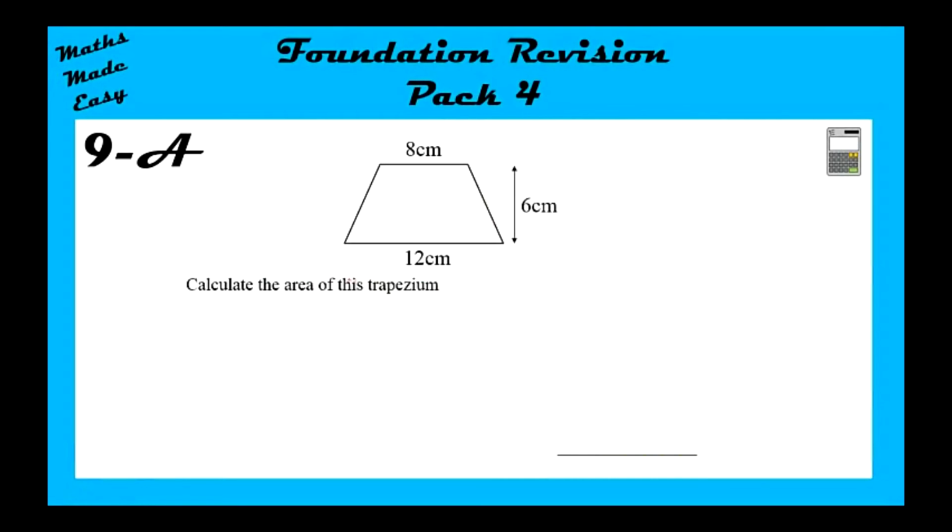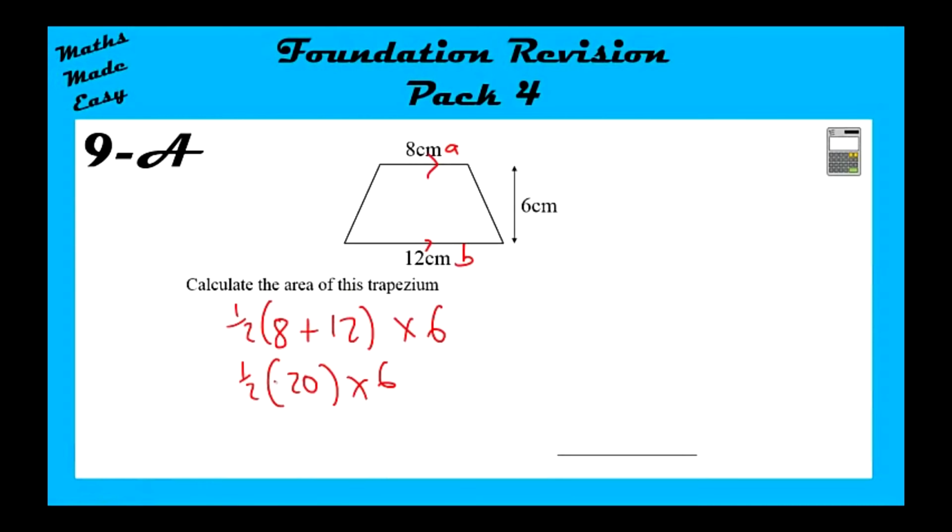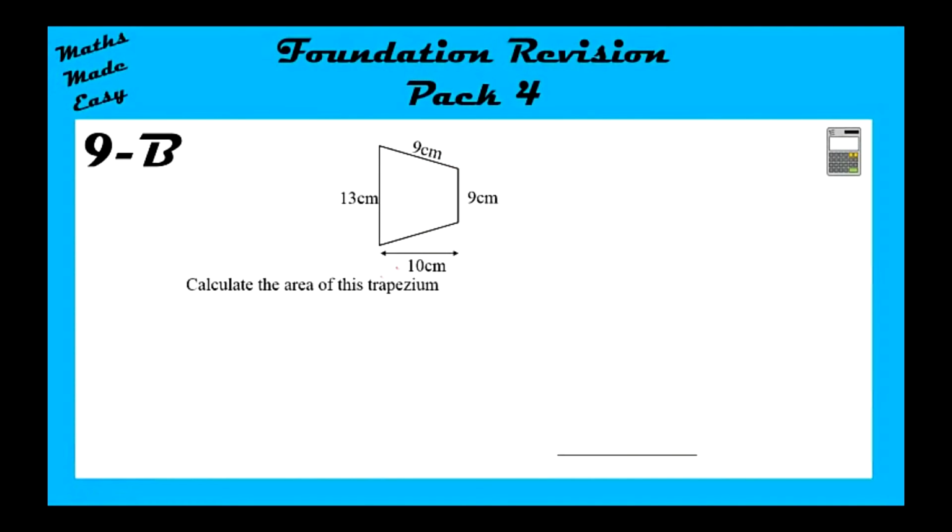Question 9a, we've got to get the area of this trapezium. Now the formula for an area of a trapezium is half a plus b, where this is a and this is b, the 2 parallel lines on the shape. So we've got 8 plus 12 there, and then times by the height of this one's 6. So we've got half of 8 plus 12 is 20, times 6, half of 20 is 10, times 6, that comes out as 60 centimeters squared. It's question 9b, if you needed that one.